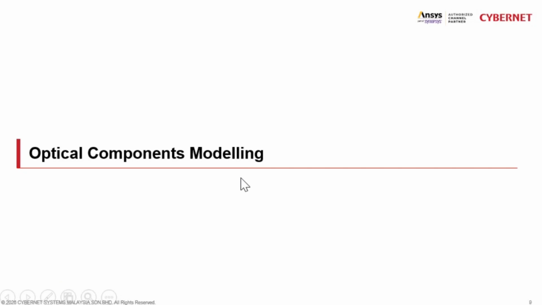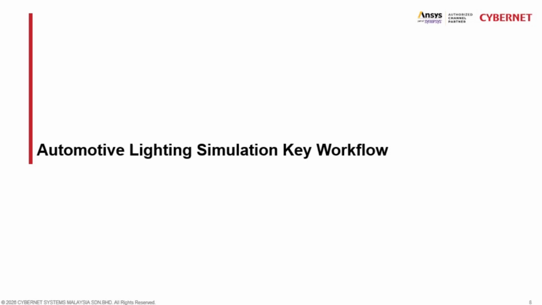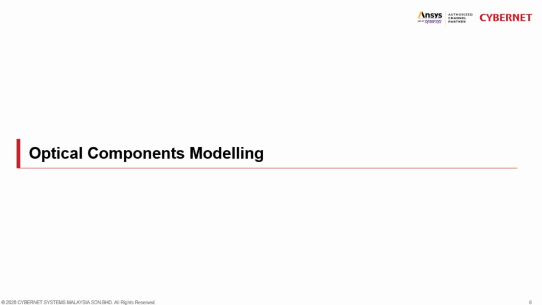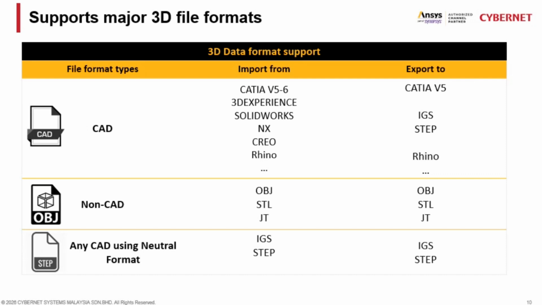Okay, for the workflow, the automotive lighting simulation key workflow, the first part is optical component modeling. Ansys Speos supports most 3D file formats. The file type can be CAD or non-CAD, and CAD can also use neutral formats. For CAD files, we support CATIA, SolidWorks, NX, Creo, and even Rhino. We can also export into some other formats. For export, most types will be STL, IGS, and STEP files. For non-CAD, there are OBJ, STL, and JT files. All of these are the files we support for import and export in our software.